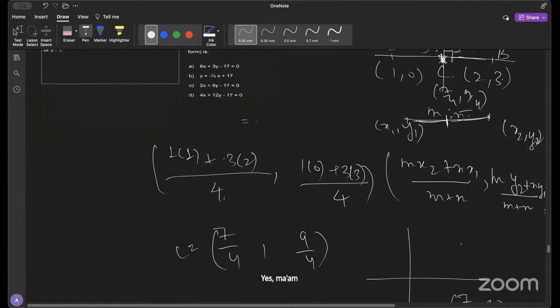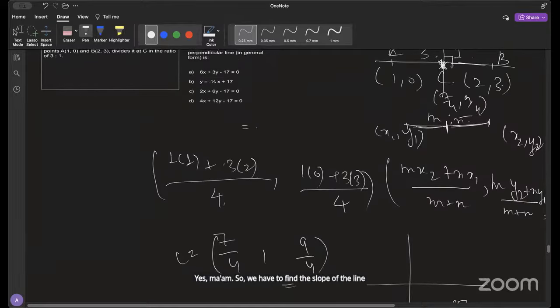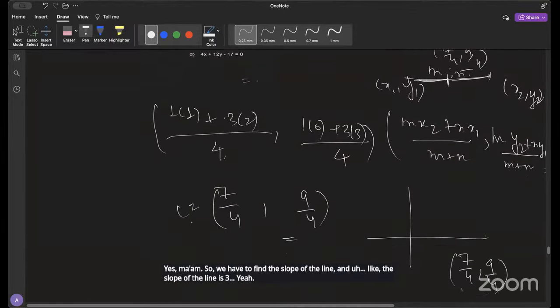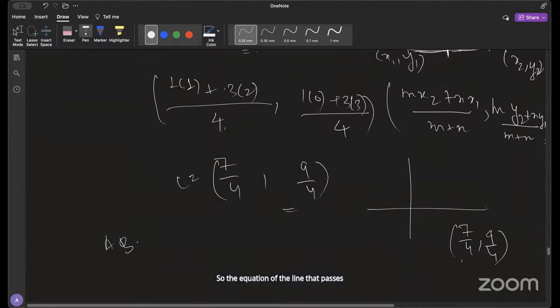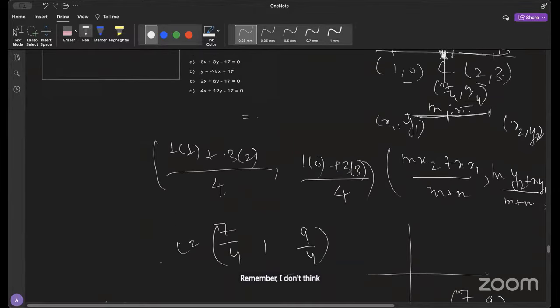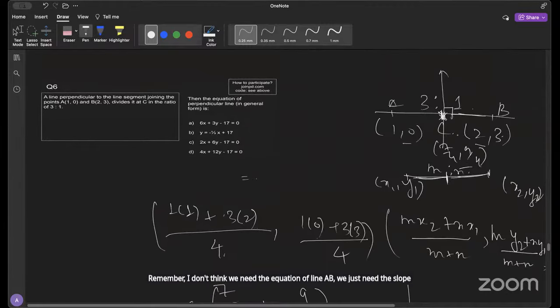Yes, ma'am. So we have to find the slope of the line, and you'll need the equation of this line first. So the equation of the line that passes through AB is going to be... Ma'am, I don't think we need the equation of line AB. We just need the slope of AB and just reverse it to -1.